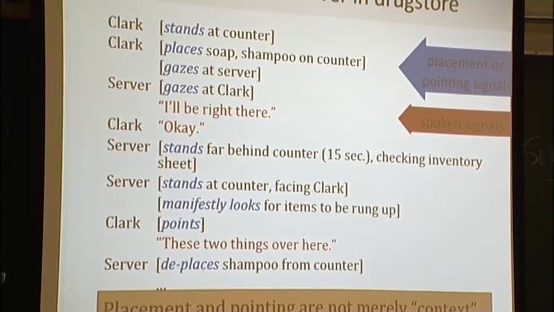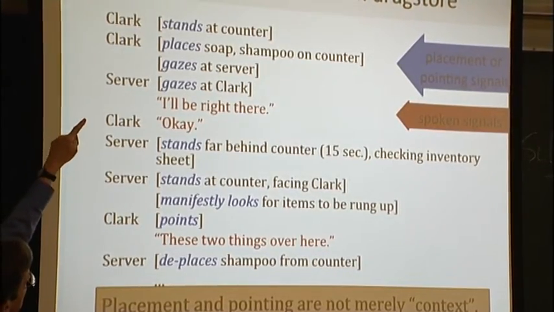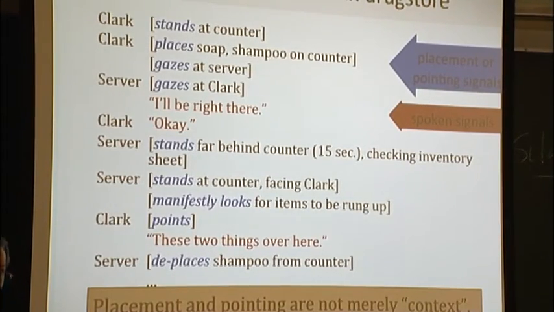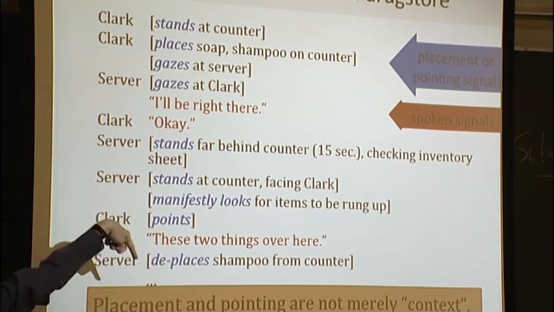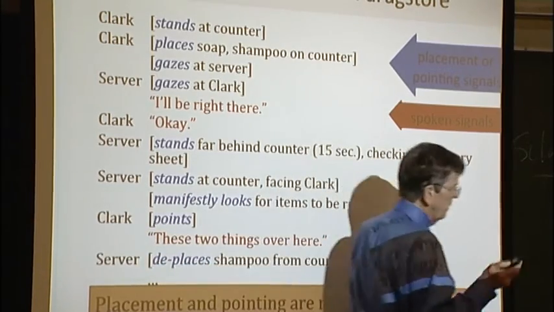Now, that seems to me just brutally screwing up what actually is going on here. That is, the placement and the gazing and the standing, these are all signals too that are intrinsic to what you're doing in that discourse. It isn't just context. It isn't just background. These are things that she and I did, and they were active pieces of signaling. Okay.